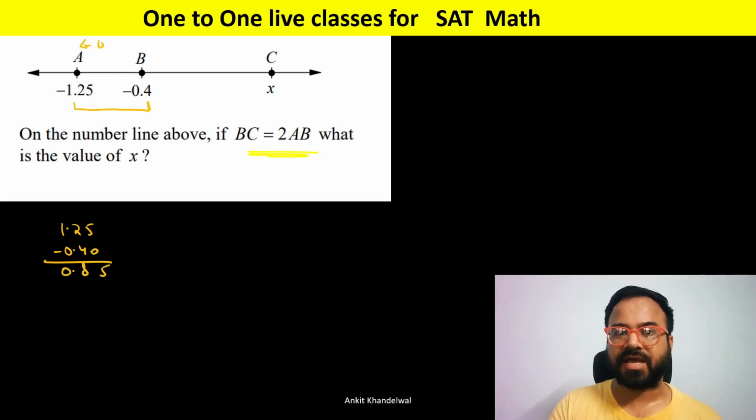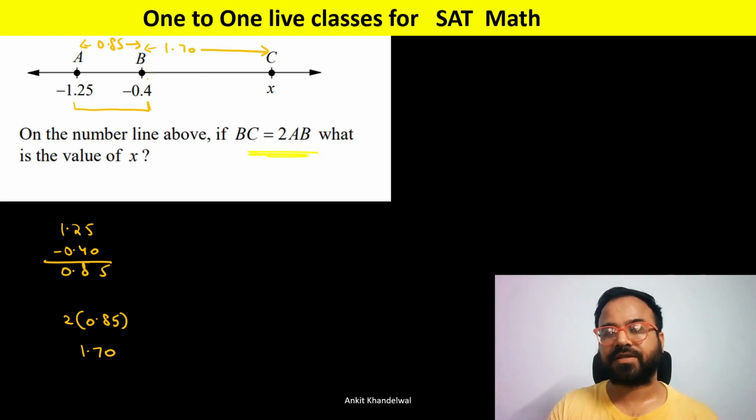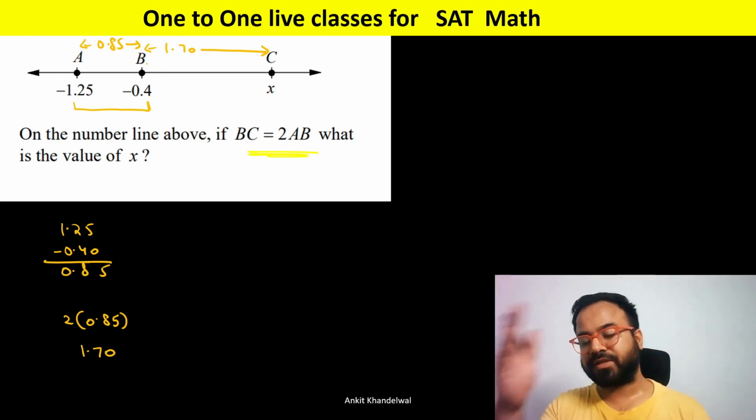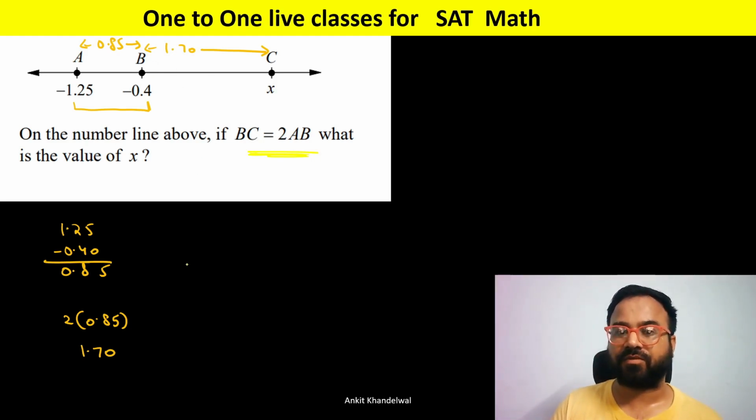So this gap is 0.85 and BC is twice of AB. So twice of 0.85 will be how much? 1.70. From here to here, it is a 1.70 gap. So what is the value of X? B is already at minus 0.4. If you go on the right side of minus 0.4 by 1.7, we'll be doing minus 0.4 plus 1.7. That will actually be 1.3. So the x value over here is 1.3.